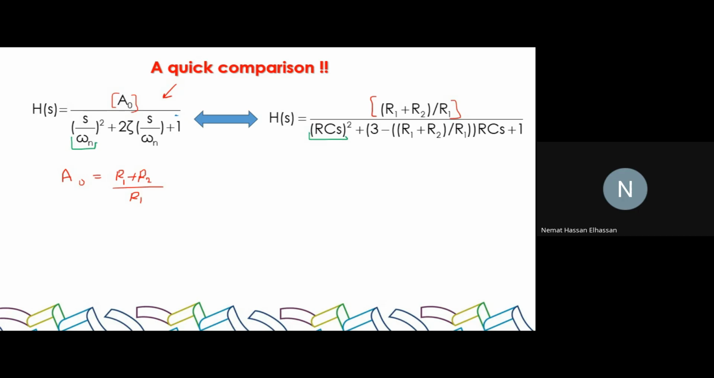Which means that 1 over omega n should be equal to RC, which means omega n is equal to 1 over RC. Agreed? Finally, can I compare the middle term here, the middle term here?